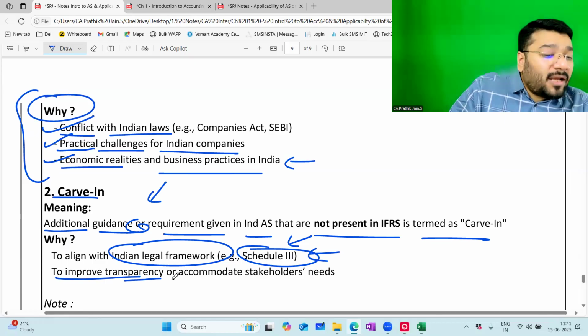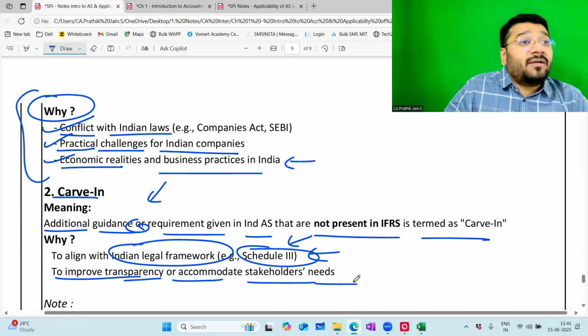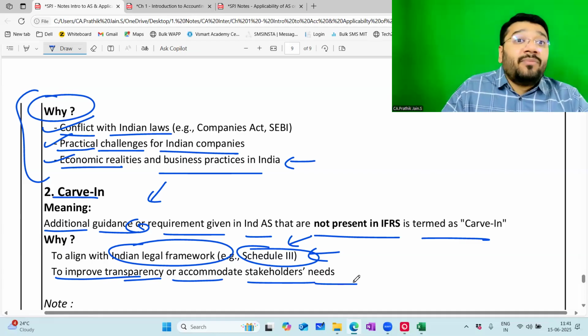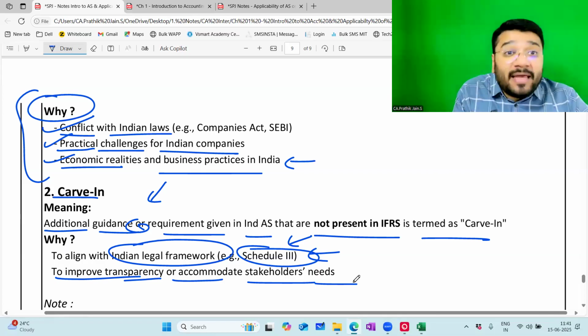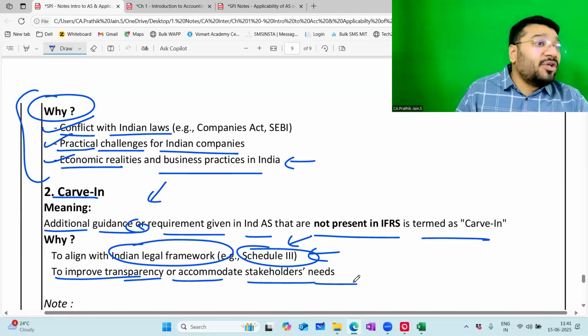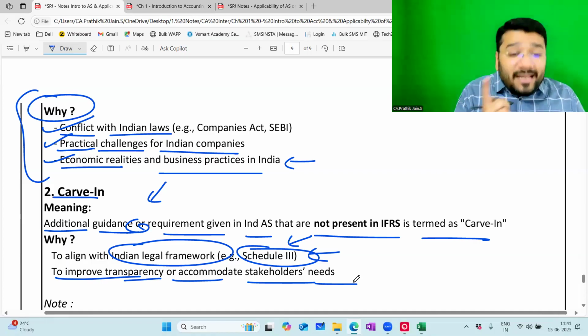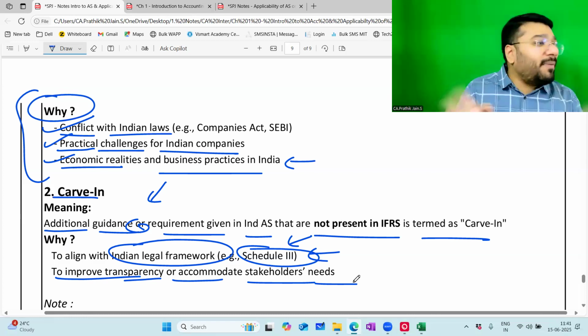To improve transparency and accommodate stakeholders' needs. Our shareholders and stakeholders had different needs. To satisfy them, because in the hunt of satisfying foreign investors or foreign stakeholders, we should not make Indian stakeholders suffer. So we tried to come out with a balanced standard where the foreign stakeholders are happy and Indian stakeholders are also happy. Both of them are happy. Any problem?